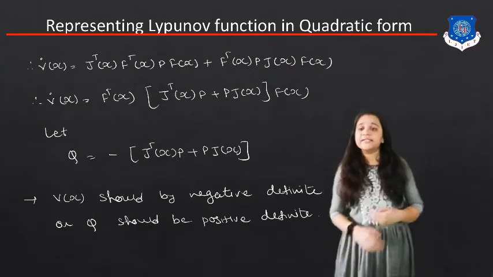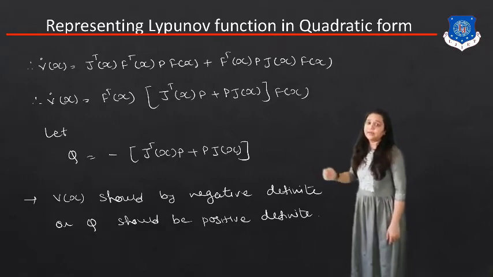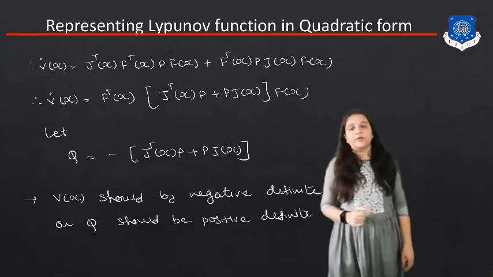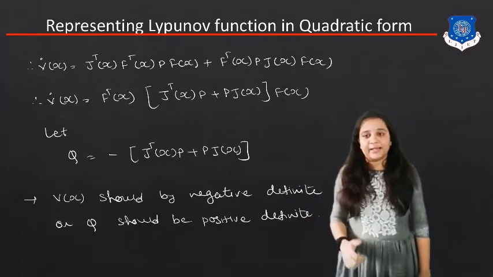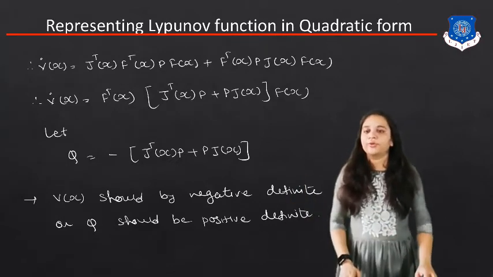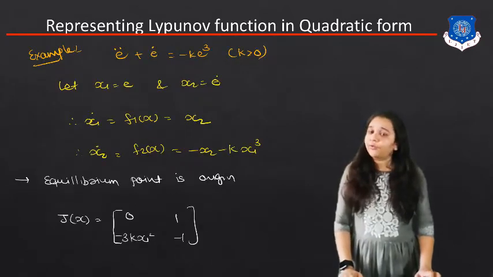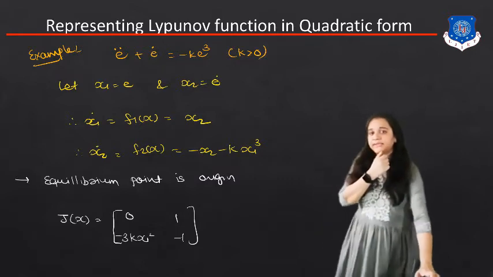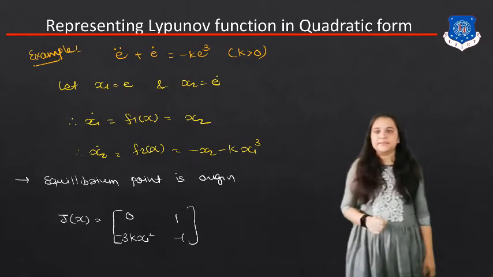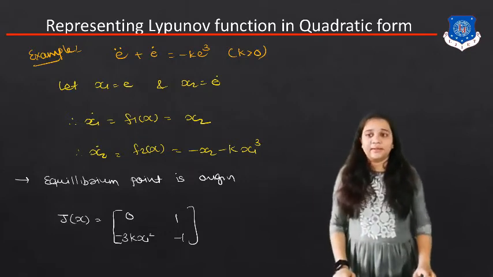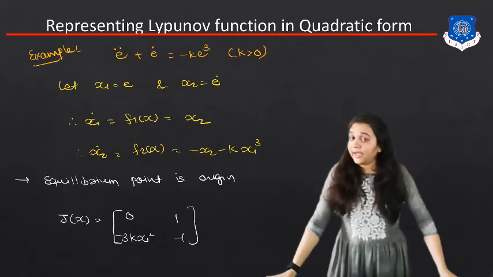Now same thing, we have to find the value of Q. So Q is equal to minus J transpose(x) P plus P J(x). So V dot(x) should be negative definite, or Q should be positive definite. Okay. Now we have to take an example of a non-linear system: e double dot plus e dot is equal to minus k e cubed, where k is greater than 0. Now the first thing is we have to choose the state variable.